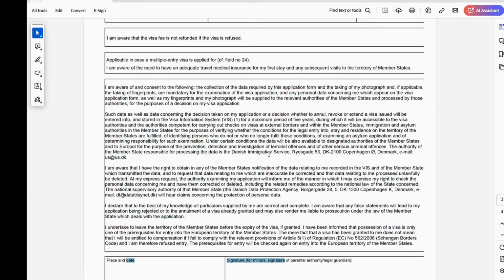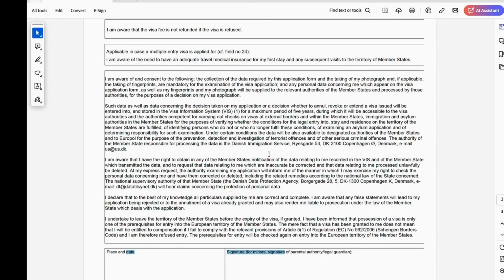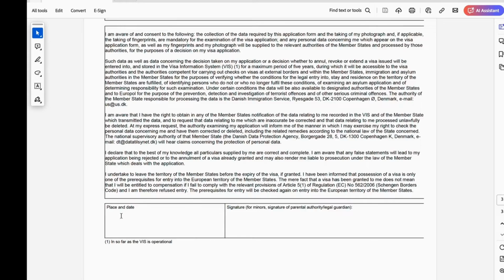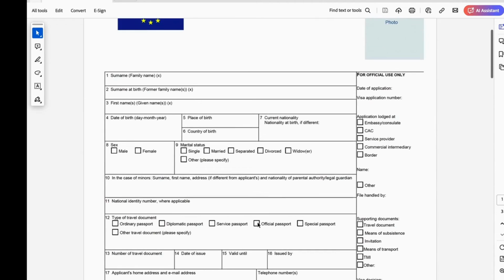So what I do is, up to here I complete the form and then click on save and print. Once the form is printed, I would take 2 copies of it. And once I'm in the visa office or the VFS office, that's where I'm going to fill in the place and date, and I would sign in front of the officer at the VFS office. So that's all. This is a very straightforward way of filling the application.